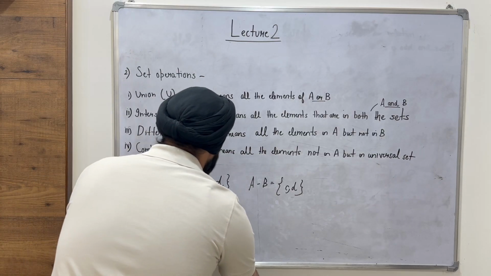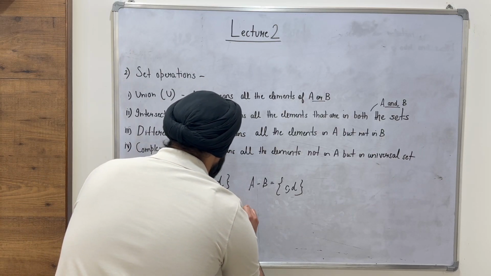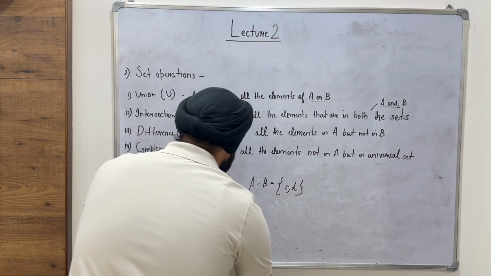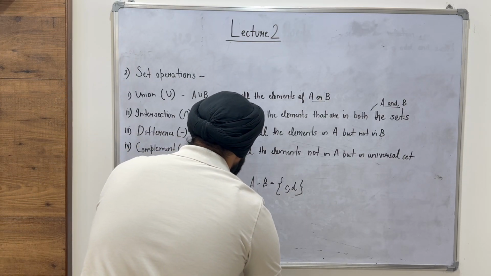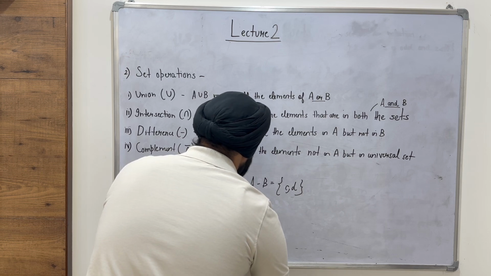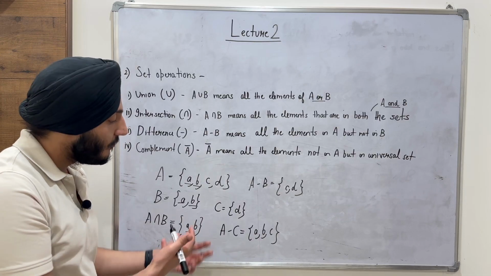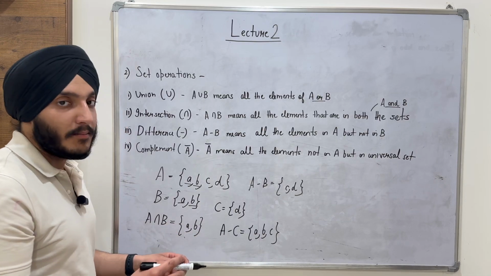Let's say if I had some set C, which just had the single element D, in that case, A minus C would result in A, B, and C. We would have plucked out the D element from the set A, right? I hope that makes sense.